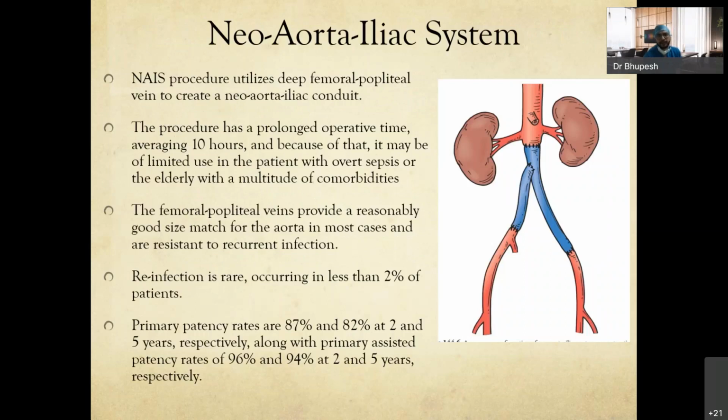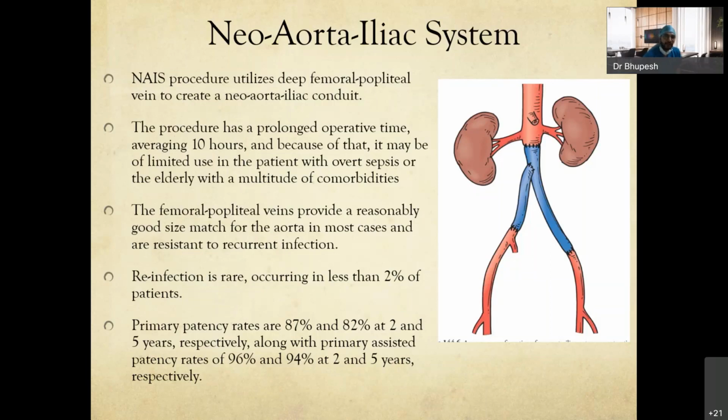In neo-aortoiliac systems, we use femoral popliteal vein to create a neo-aortoiliac conduit. The procedure has a prolonged operative time, averaging around 10 hours. Because of that, it may be of limited use in patients with overt sepsis or elderly patients with many comorbidities. Femoral and popliteal veins provide a reasonably good size match for the aorta in most cases and are resistant to recurrent infection. Reinfection is rare, occurring in less than 2% of patients. Primary patency is 87 and 82% at 2 and 5 years respectively, along with primary assisted patency of 96% and 94% at 2 and 5 years.